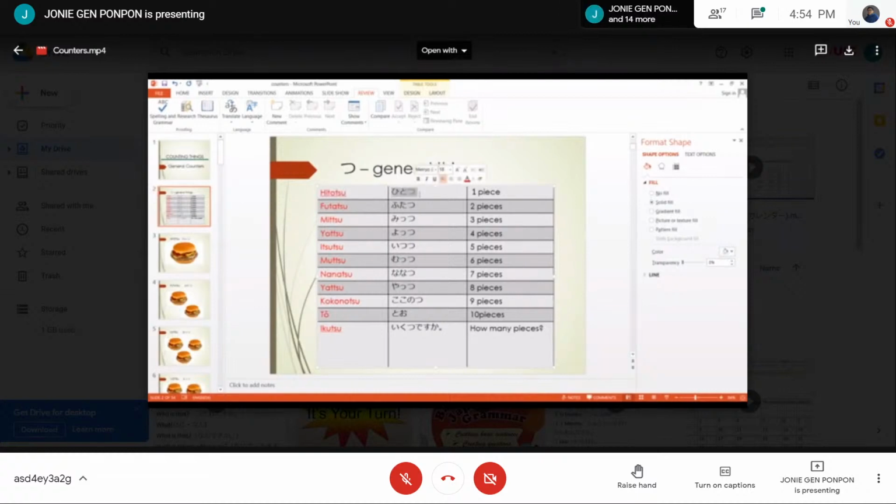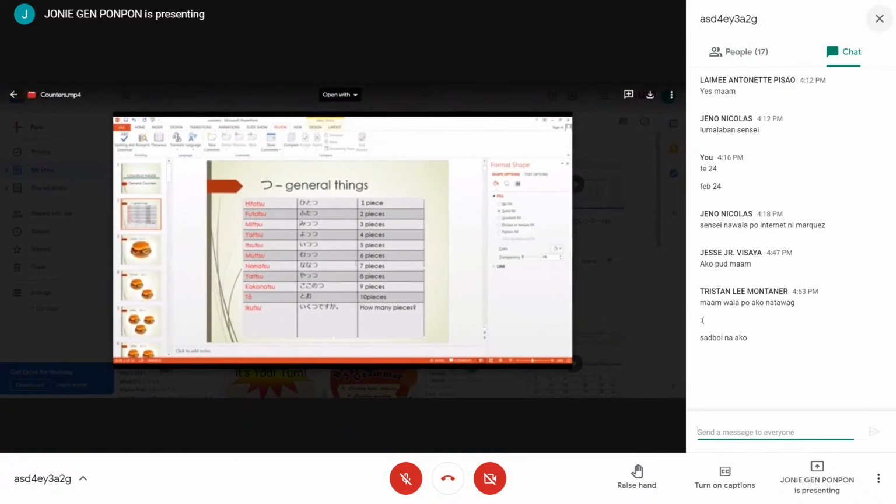Hitotsu, not ichi, for the suffix tsu. And then for 2 pieces, we have futatsu. 3 pieces, mittsu. Double T. That is not mitsutsu. That is mittsu, double T. For 4 pieces, that is yottsu. Yottsu. For 5 pieces, that is itsutsu. Itsutsu. For 6 pieces, that is muttsu.